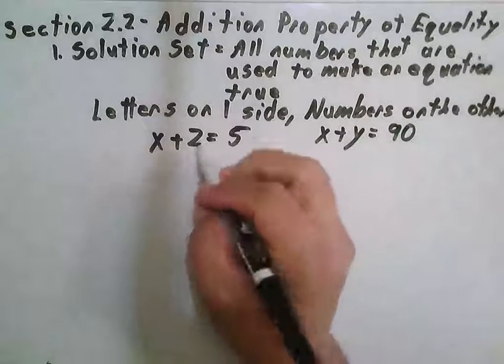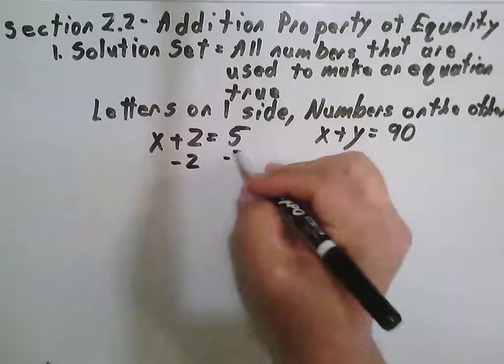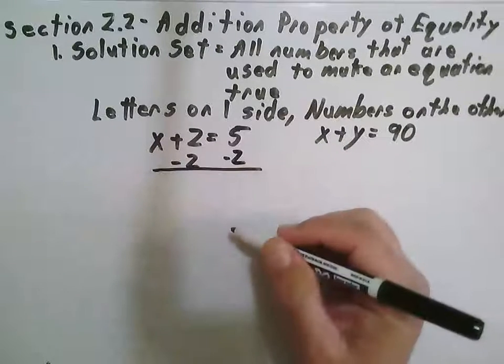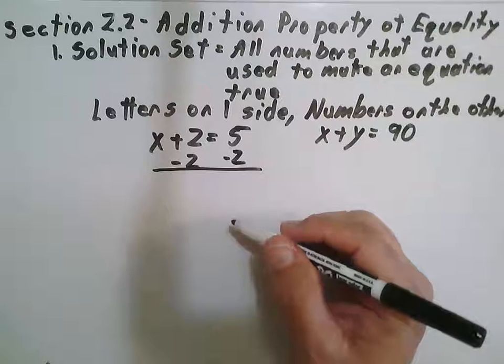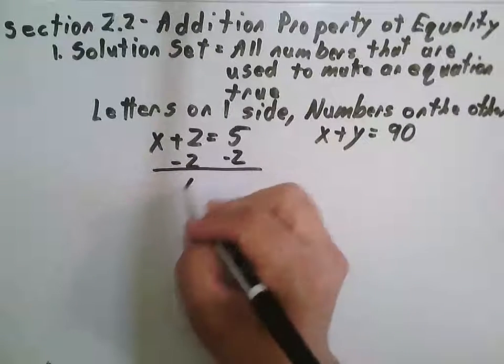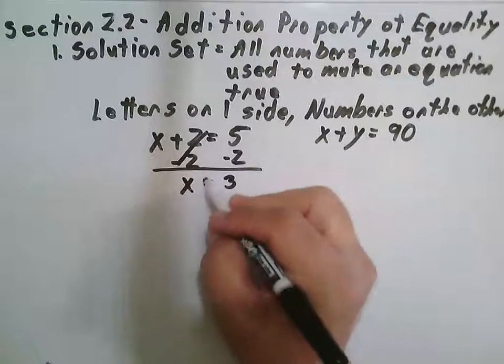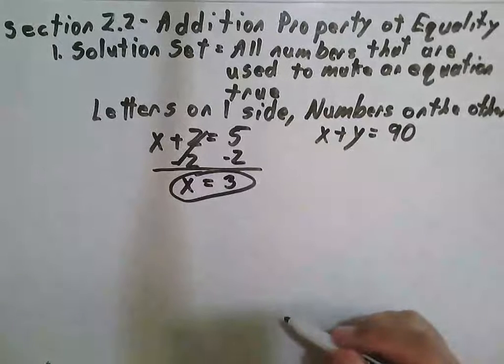So in order to move this positive 2, I use the opposite. The opposite of positive 2 is negative 2. Whatever I do on one side of the equation, I do on the other. You hear me say that over and over. Just like with fractions, whatever you do on the bottom of the fraction, you do on the top. So 2 minus 2 allows that to disappear, and then 5 minus 2 is 3. And then, of course, this is your solution.